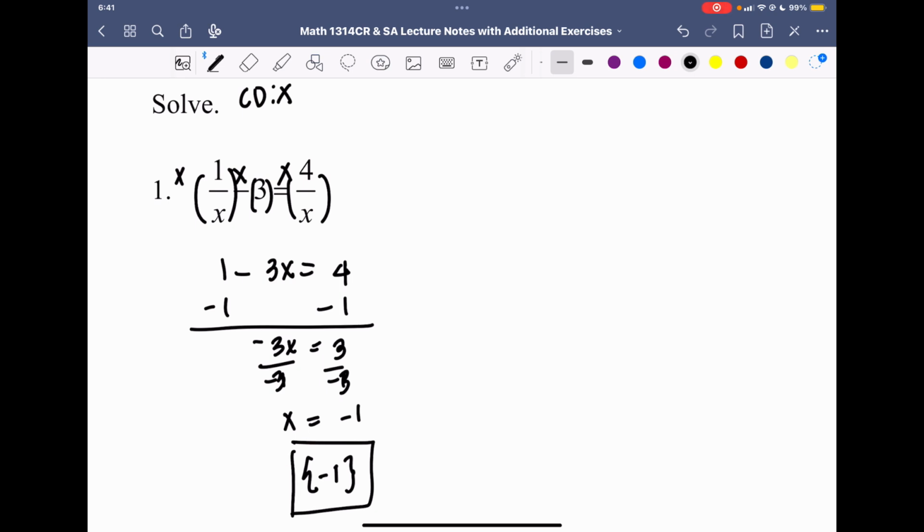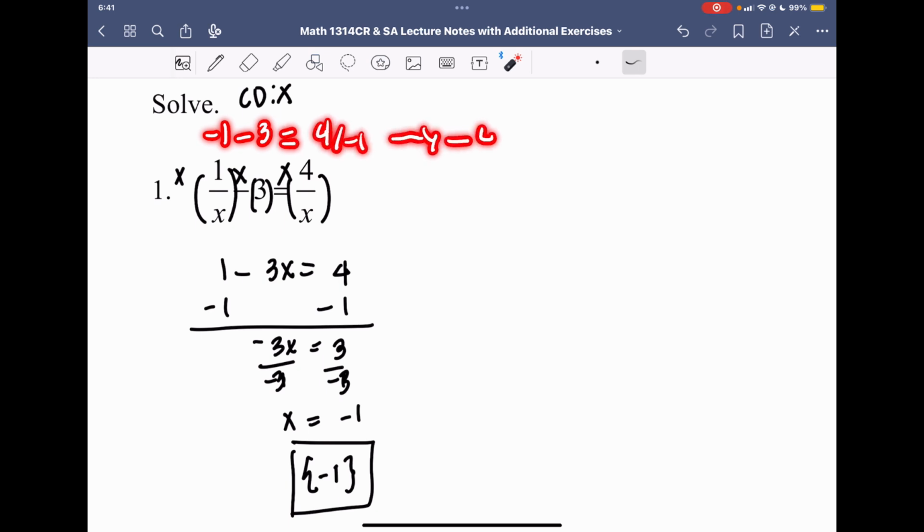This does check out. Because if I put a negative 1 here, I get negative 1 minus 3. So I would get negative 1 minus 3 equals 4 divided by negative 1, which is negative 4 equals negative 4.